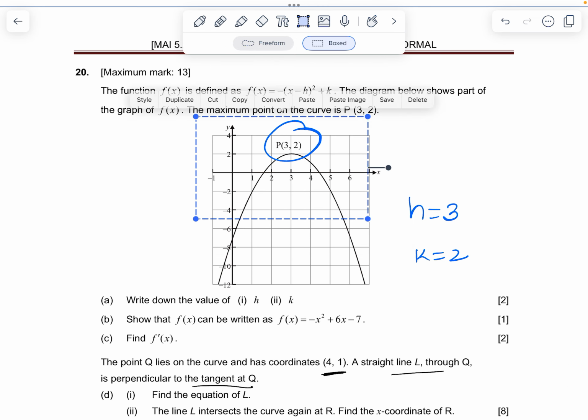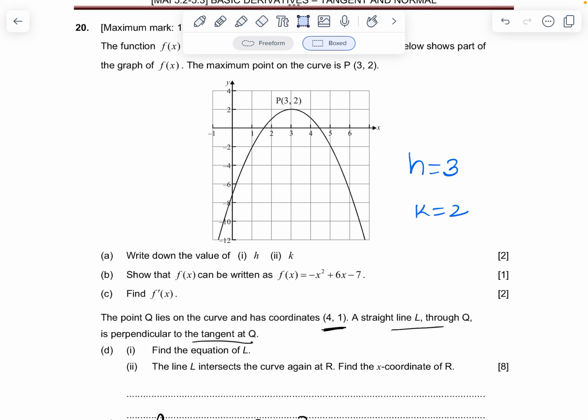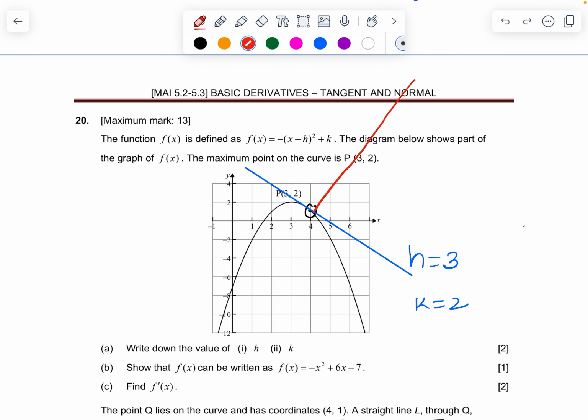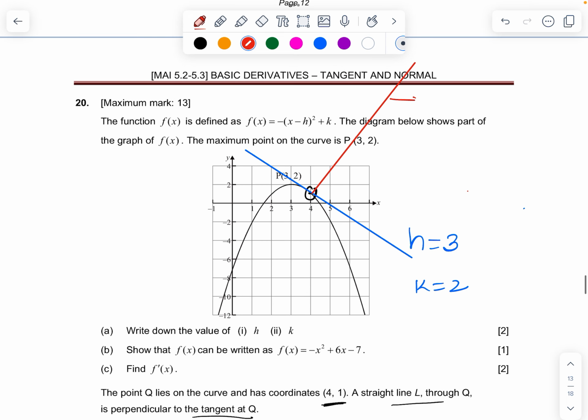So 4, 1 is a point over here. Now there is a tangent at 4, 1. I am drawing a tangent at 4, 1. There is a line which is perpendicular to the tangent at this point. So what is the equation of the line L being asked? This is line L.